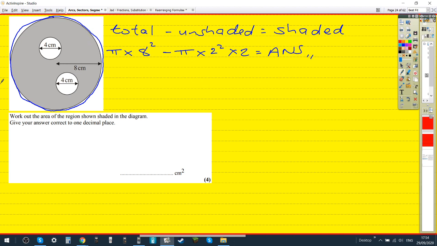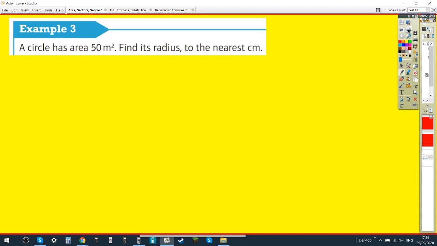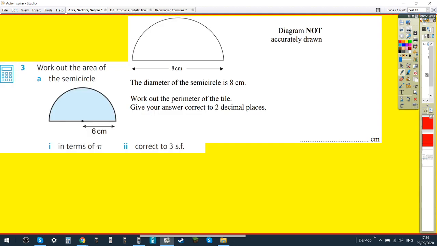But the big picture is total area minus the unshaded bit gives you the shaded. And that's a very common one. You could put that in your calculator and get the answer. Okay.